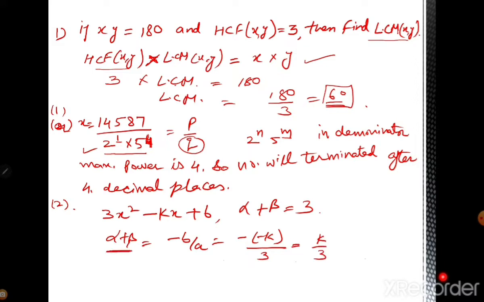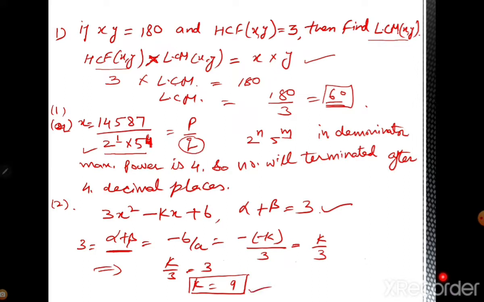And we know that alpha plus beta is 3. So we can substitute the value here, 3. So this implies k upon 3 is equal to 3, and k is 3 threes are 9. So for what value of k is the sum of the zeros of the quadratic polynomial 3? We have to find the value of k. So k is 9. Got it?